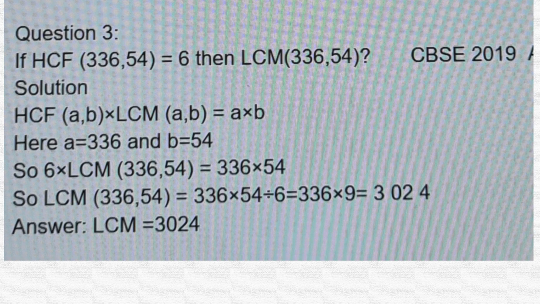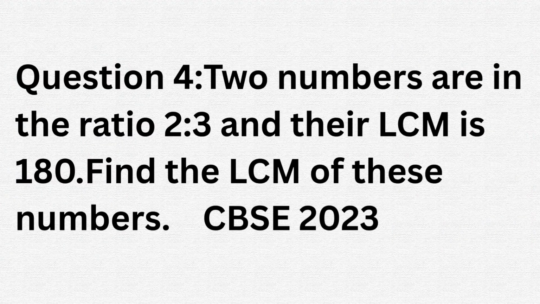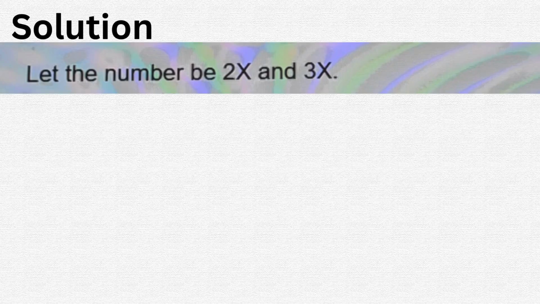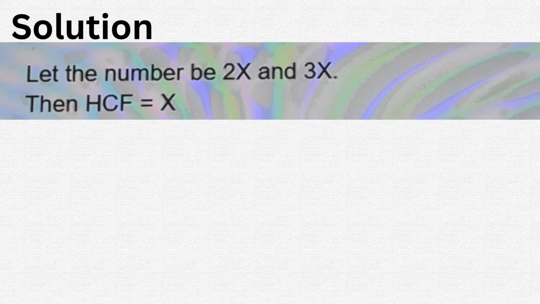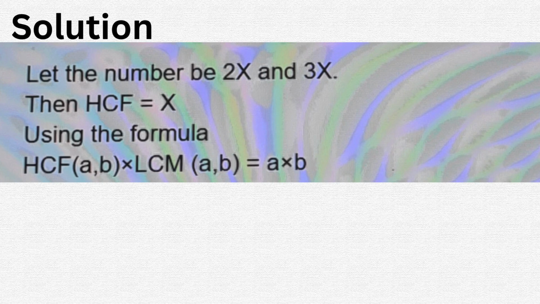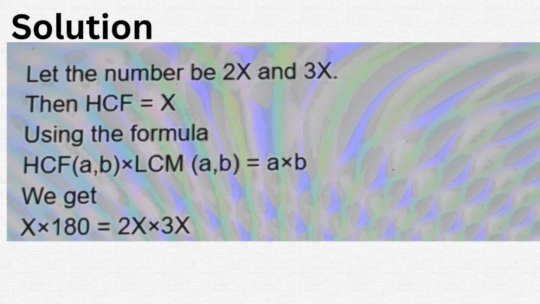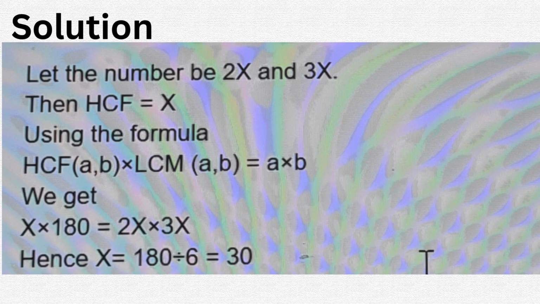Answer, LCM equals 3024. Question 4, two numbers are in the ratio 2 to 3 and their LCM is 180. Find the HCF of these numbers. The question appeared in CBSE 2023 exam. Solution. Let the numbers be 2x and 3x. Then HCF equals x. Using the formula HCF(A, B) times LCM(A, B) equals A times B, we get x times 180 equals 2x times 3x. Hence x equals 180 divided by 6 is equal to 30.